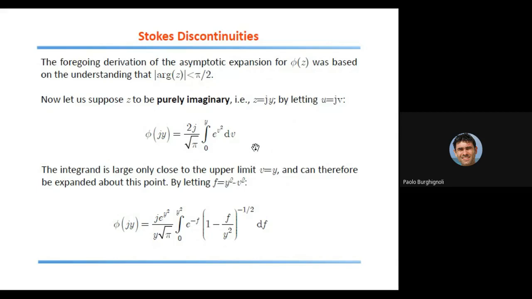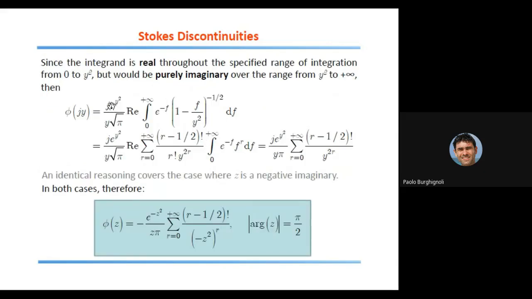We will do that by changing variables. So we introduce the new variable f, which is equal to y squared minus v squared. And so we get the integration at the bottom in terms of this new f variable, in which again you can see there is a square root, which can be expanded using the binomial theorem. Now, actually, we will need to make some intermediate step before introducing the binomial theorem.